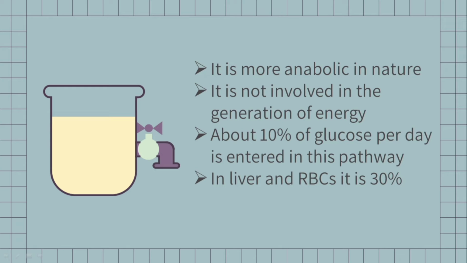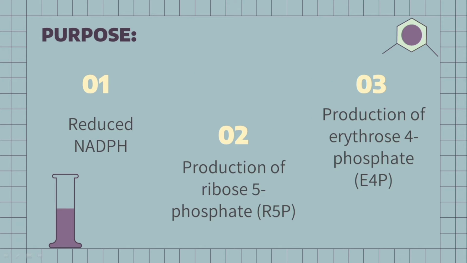About 10% of glucose per day enters this pathway, while the liver and RBCs metabolize about 30% of glucose by this pathway. The purpose of this pathway is to produce NADPH, to produce ribose 5-phosphate or R5P, and to produce erythrose 4-phosphate or E4P.